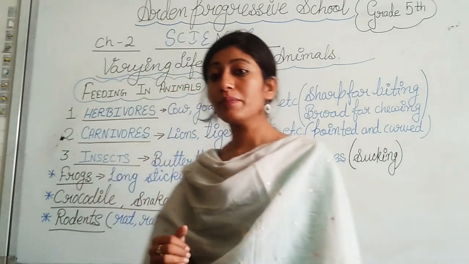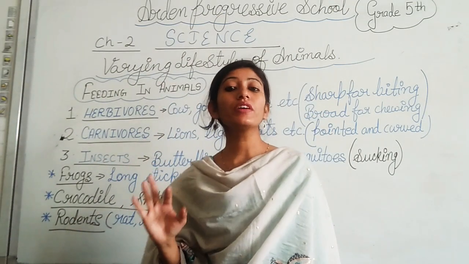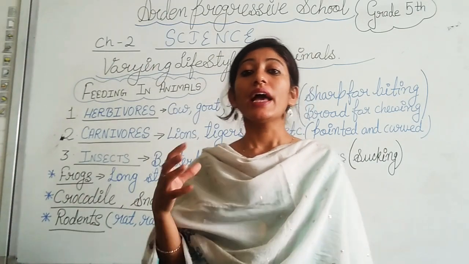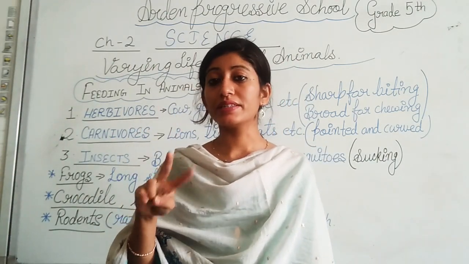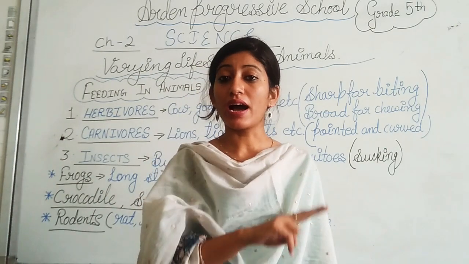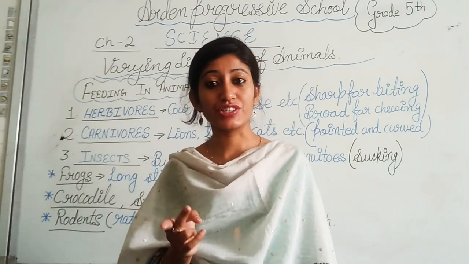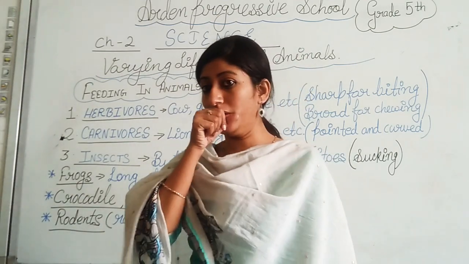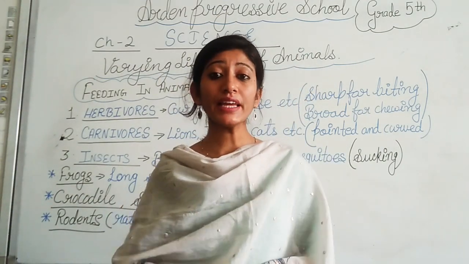Then another type is omnivores. You all know that omnivores are the animals that have both types of food habits. They eat green plants as well as flesh. So they come under the category of the omnivores. Right?